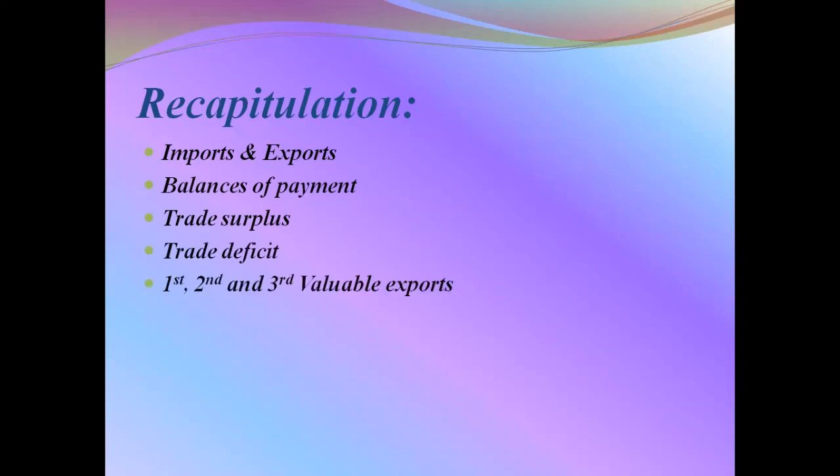We also learned about the first, second and third most valuable export items of any country. The first most valuable export goods are the manufactured products. The second are the raw materials. And the third and the least valuable export goods are the agricultural products. We also learned about Pakistan's debt, that Pakistan is importing manufactured products. That's why Pakistan is in debt.